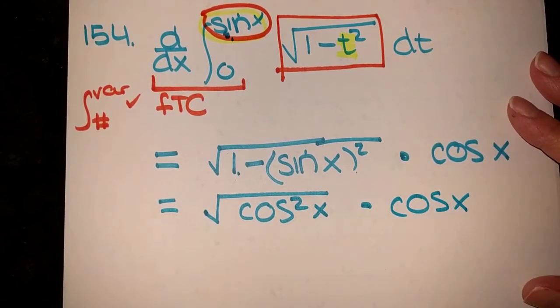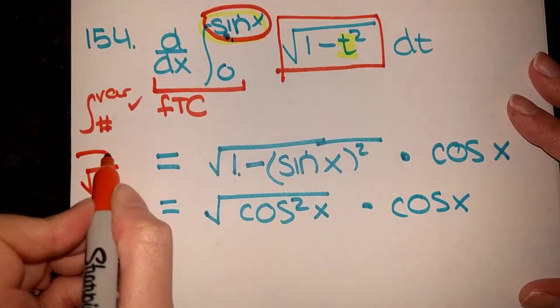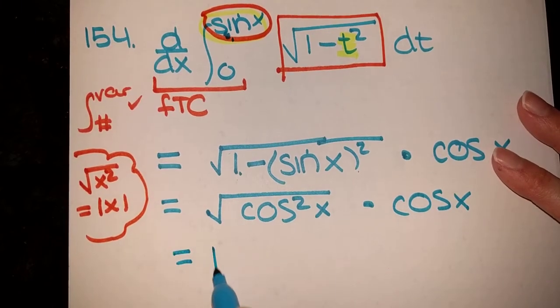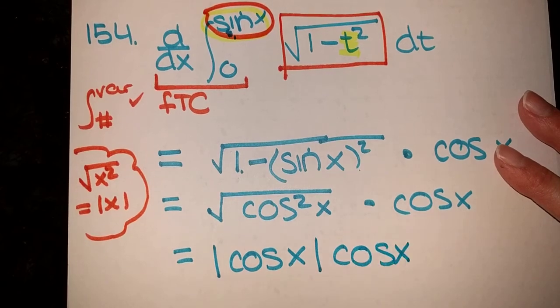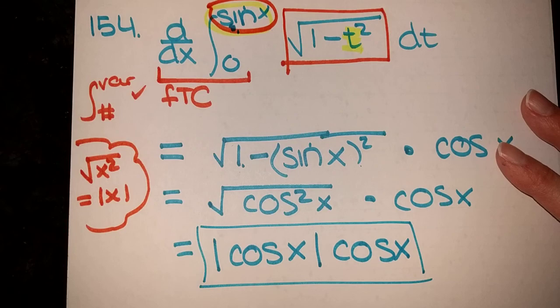And hopefully you remember that when we take the square root of x squared, that gives us the absolute value of x. So here, if I take the square root of cosine squared x, that's going to give us the absolute value of cosine x times cosine x. And so that is our final answer in its most simplified form.